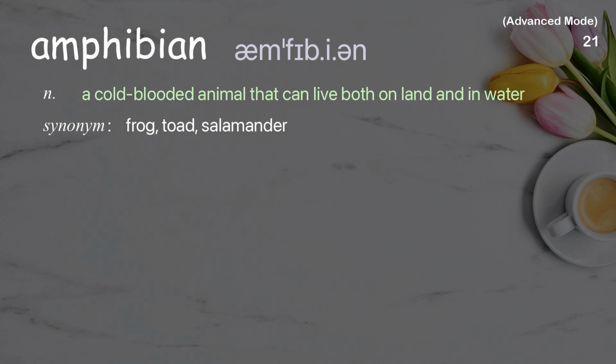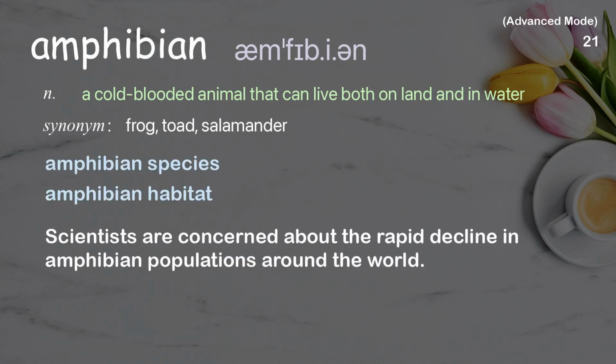Amphibian. A cold-blooded animal that can live both on land and in water. Examples: Amphibian species, amphibian habitat. Scientists are concerned about the rapid decline in amphibian populations around the world.